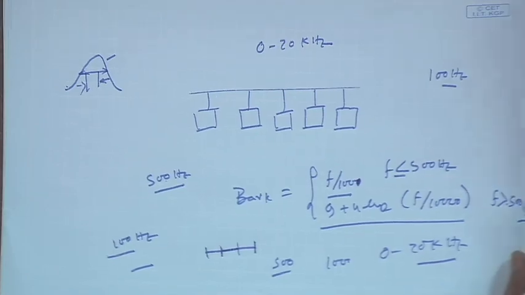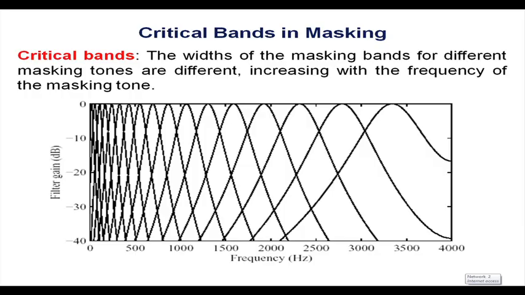So, this is the picture of the critical bands, and I will discuss it when we think about MFCC kind of things. Okay. This is the bark scale.